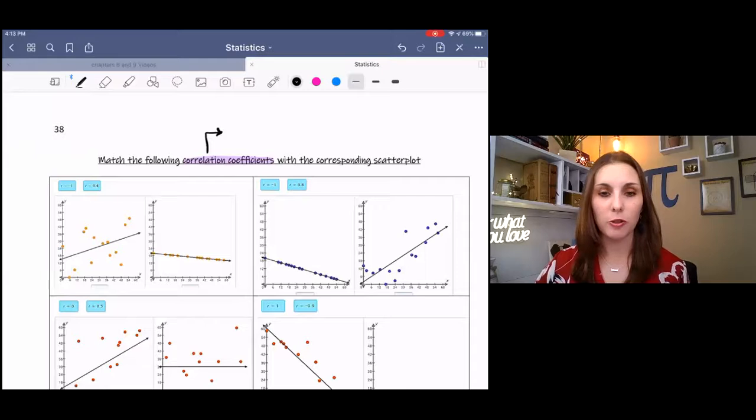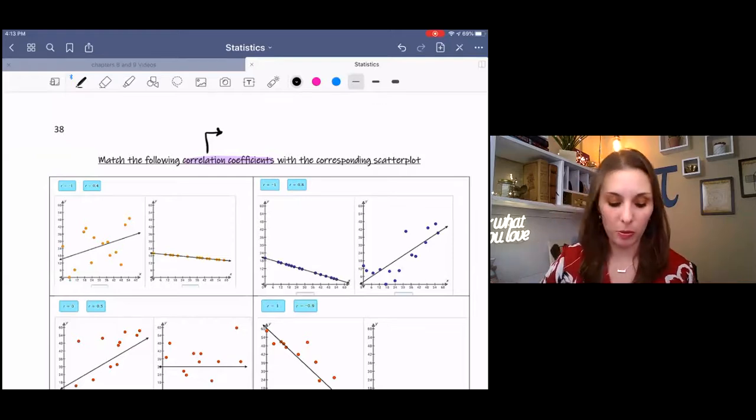My hope is that after looking at these, it will provide some clarity as to being able to decide which graphs match which R values. So, being able to decide how closely related two variables are.